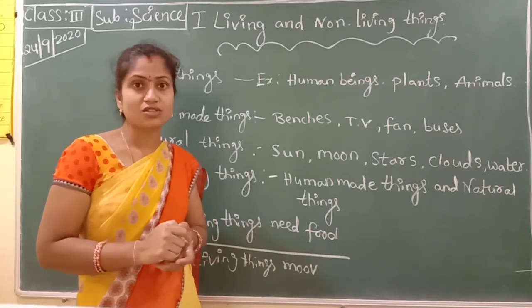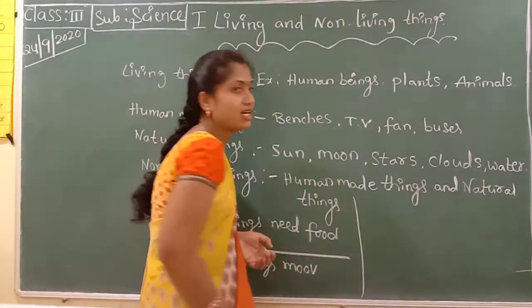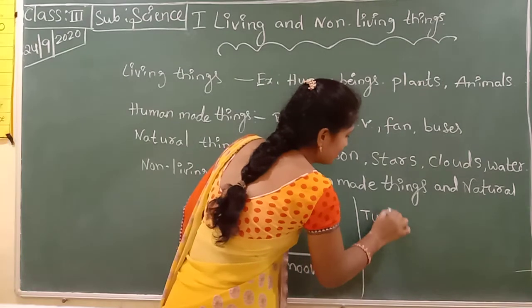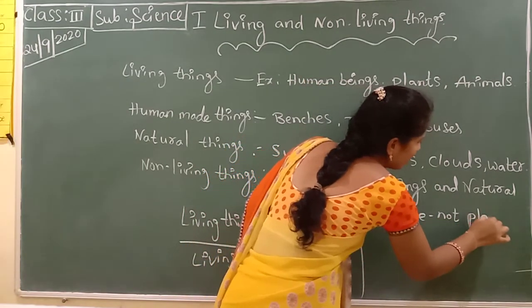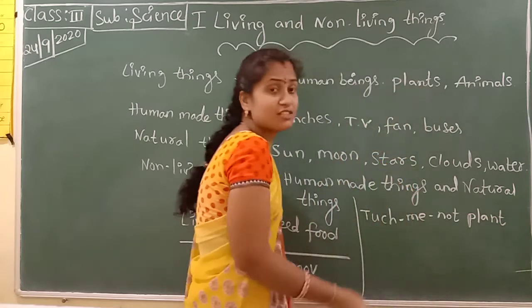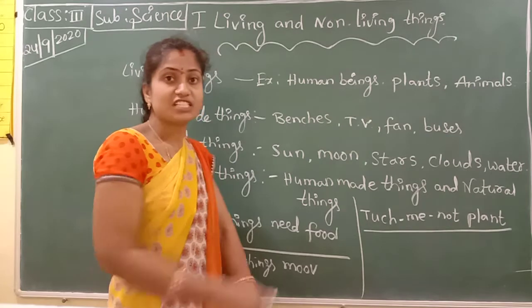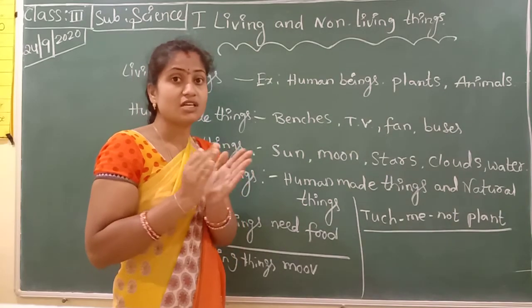In the plants also the movement is there. How can we recognize it? There is a very important plant. What is the touch me not plant? Touch me not plant. Do you know another name of the touch me not plant? Say, children. When you touch that plant's leaves, they will close.